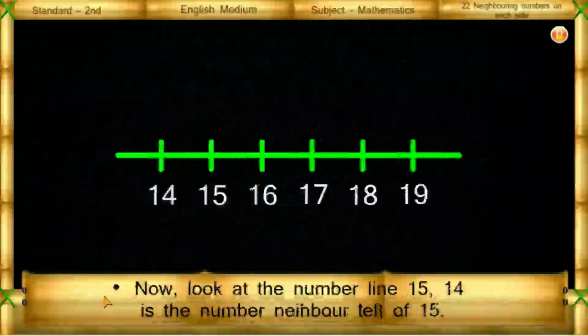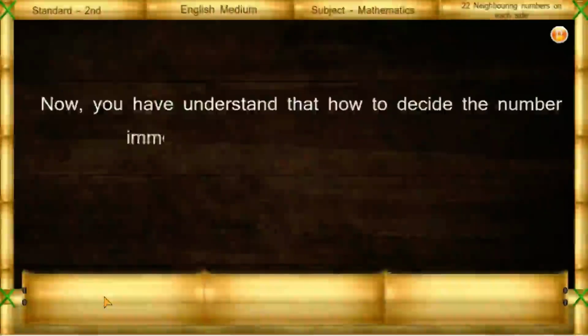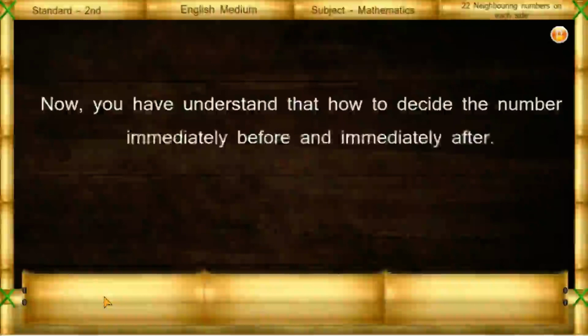Now look at the number line of 15. 14 is the neighbor on the left of 15 and 16 is the neighbor on the right of 15. Now you have understood how to decide the number immediately before and immediately after.